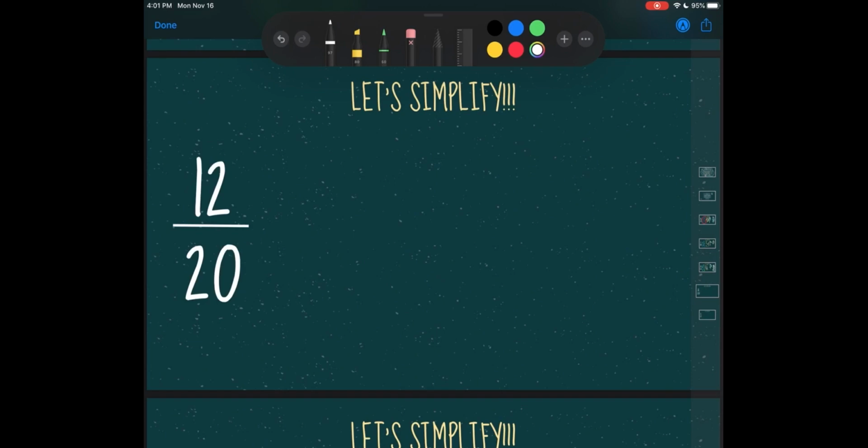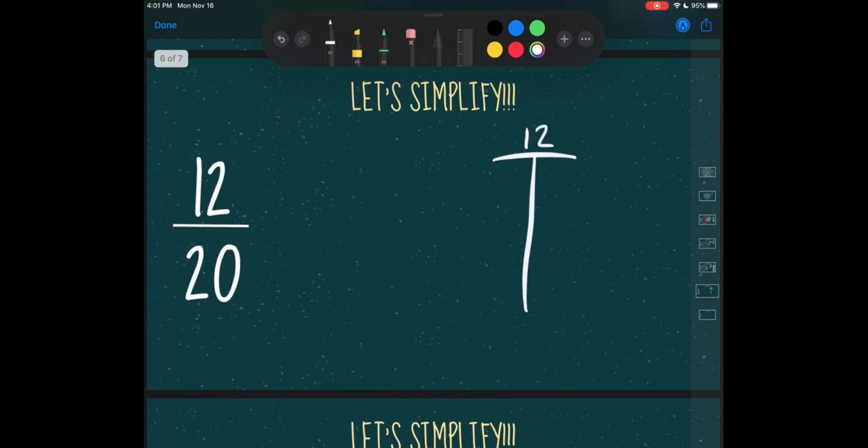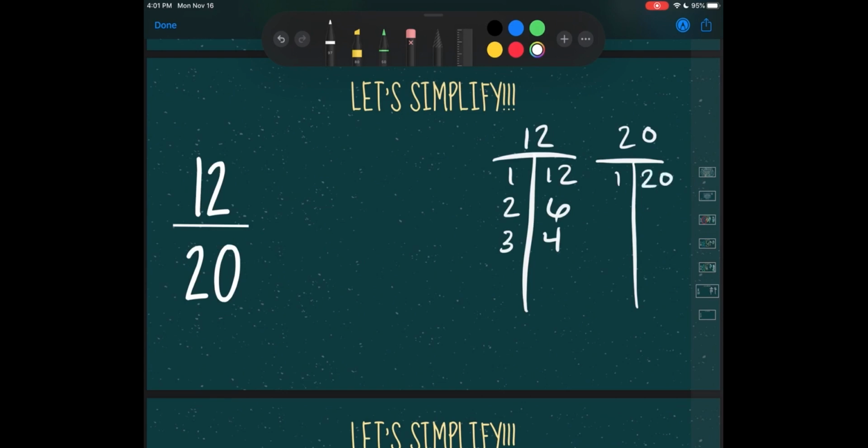All right, let's look at 2 more. Let's look at 12/20ths. So first step is t-charts. T-chart for 12 and our t-chart for 20. Well, 12 is 1 times 12, 2 times 6, and 3 times 4. It's important that you're writing all of the ways that you can multiply to get your number on your t-chart, so that way you don't end up forgetting their greatest common factor. 20 is 1 times 20, 2 times 10, and 4 times 5.